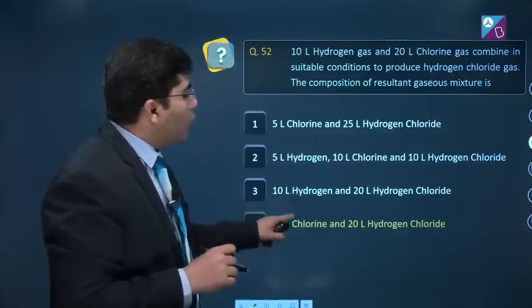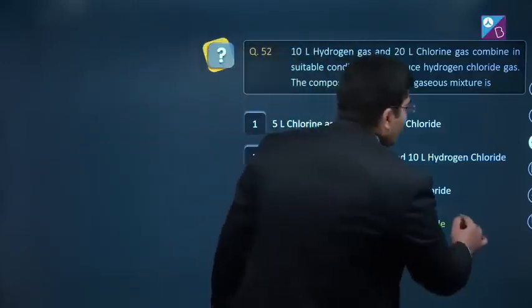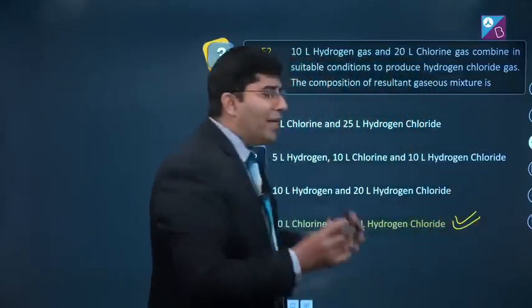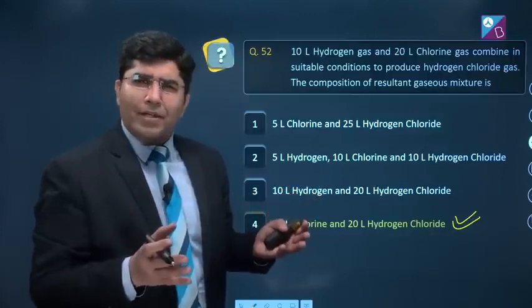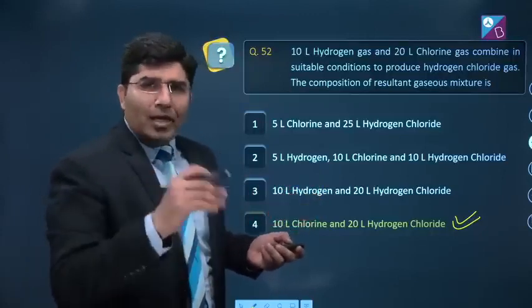So 10 liters of chlorine we have, 20 liters of hydrogen. These kinds of easy questions he will ask in NEET. You can easily crack that, right? मजा आएगा. चलते हैं आगे और देखते हैं.